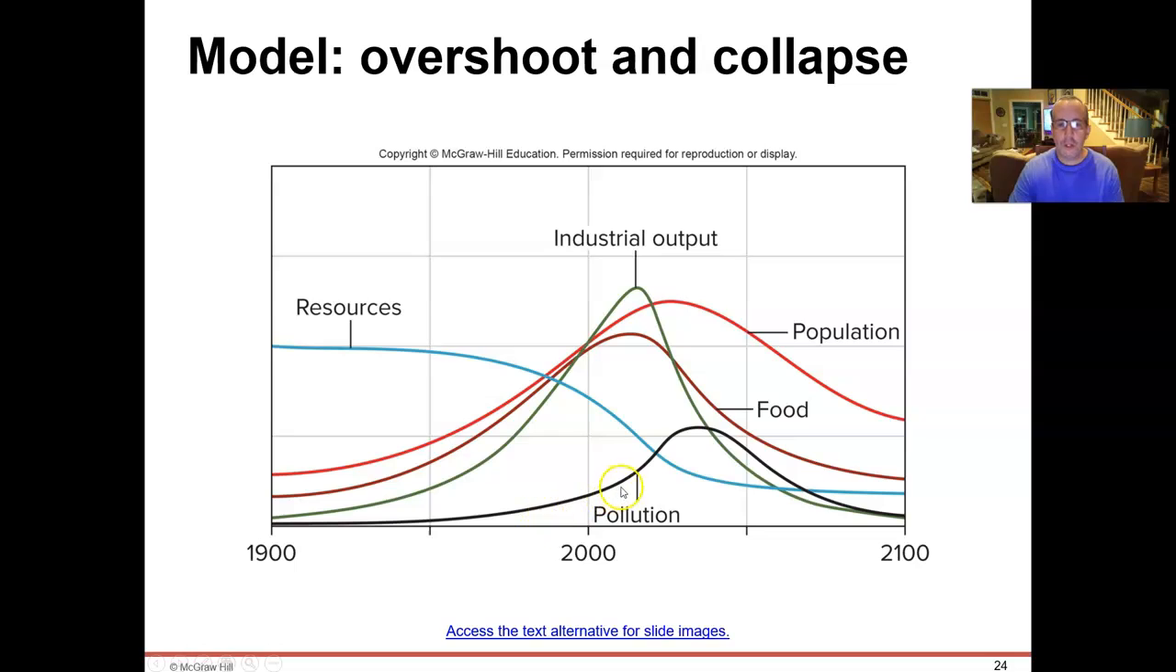The black line's pollution. You see it starts to go up. Right here, we're 2000, by the way. We're right here, so we're right on this line right here. You see the industrial output has gone sharply up in the last 100 years. You can see they project it to start to go back down. The population is going to peak, and that's population growth, by the way. That's not total population. It's going to start to go back down. The food's going to start to go back down because we're going to start taxing our resources.